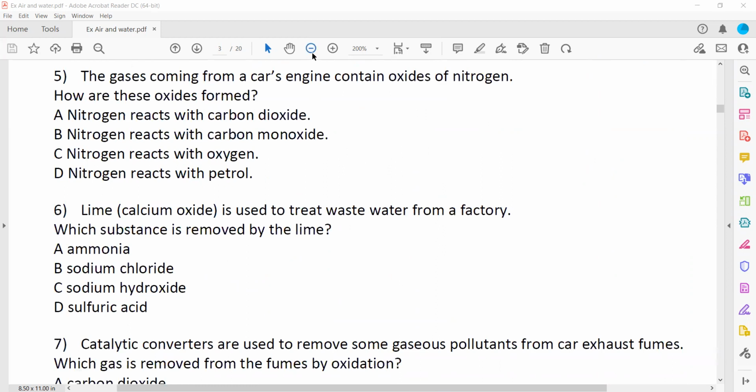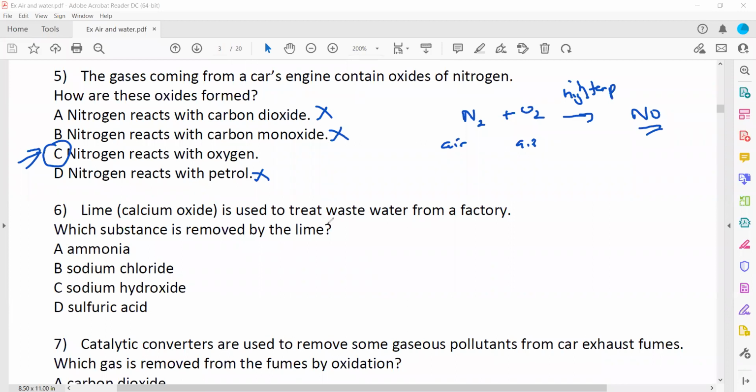The gases coming from the car engine exhaust contain oxides of nitrogen. How are these oxides formed? Basically, nitrogen and oxygen from the air react with each other and form oxides of nitrogen. Nitrogen reacting with petrol, that's wrong. It does not react with petrol. Nitrogen and oxygen react with each other to form these oxides. The nitrogen is from the air, oxygen is also from the air, but due to the high temperature and the spark in the engine, this reaction occurs.